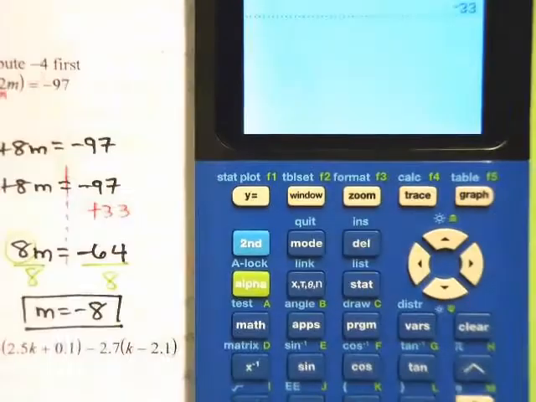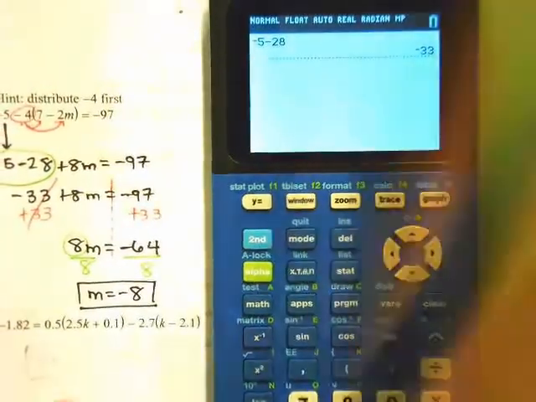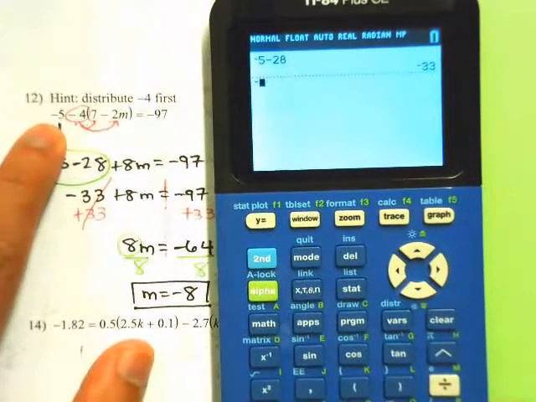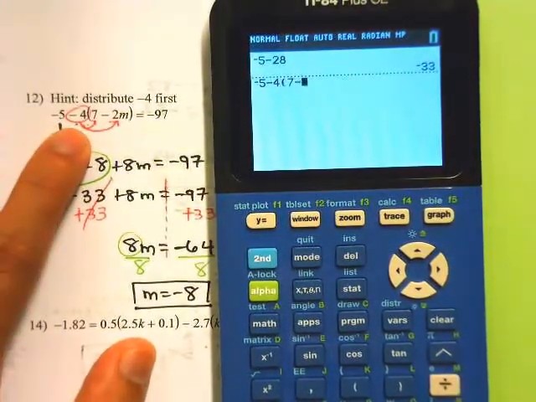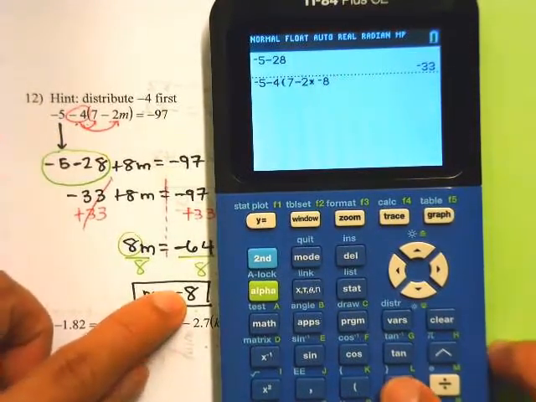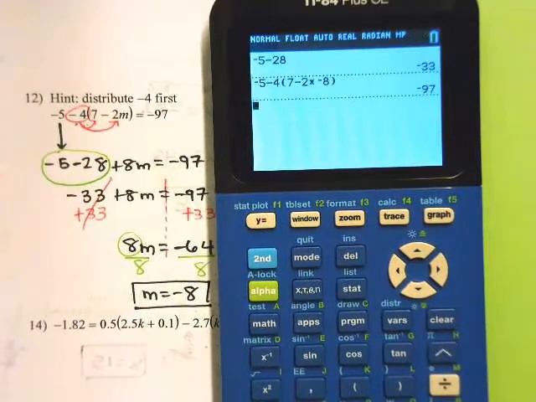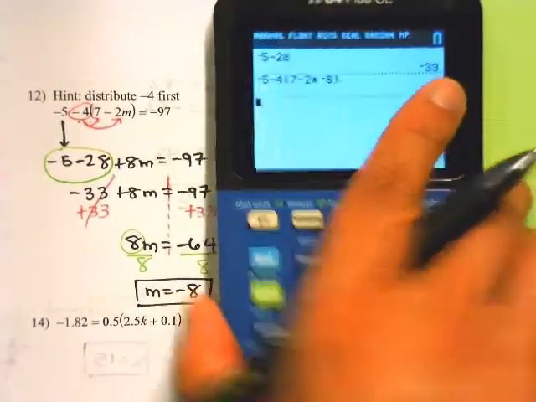You can always check that. So I'm just going to type this up over here, -5 minus 4, parentheses, 7 minus 2, times, and then we said m was -8. I'm going to close that parentheses. Let's see if it comes out. It does come out to -97.